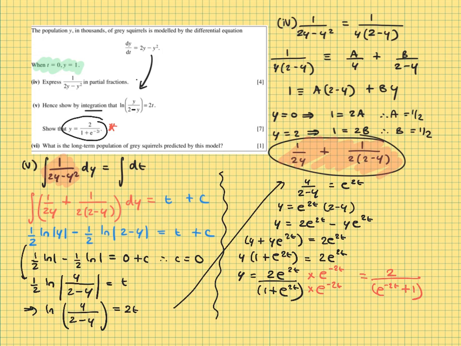Now, last part of this, what is the long-term population? So allow t to approach infinity. Now, if t approaches infinity, then e to the negative 2t will approach 0, will become very small, which means that y will be approximately 2. Because, of course, you're allowing this part here to approach 0, so you're left with 2 over 1, which gives you y value of 2 for the long-term population. But let's remember that this population is measured in thousands, so actually the long-term population is 2,000 grey squirrels.